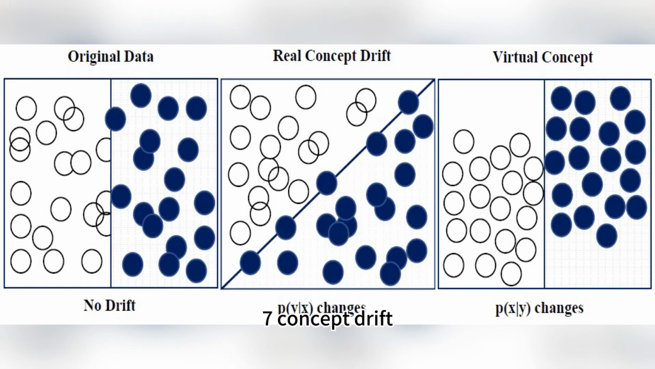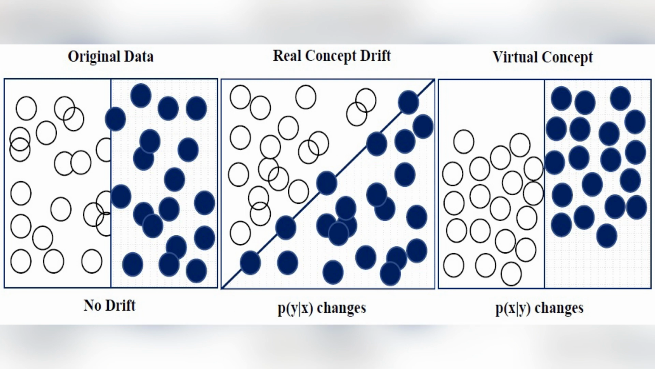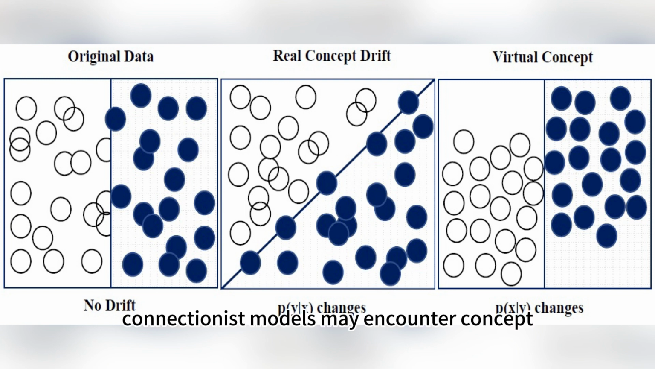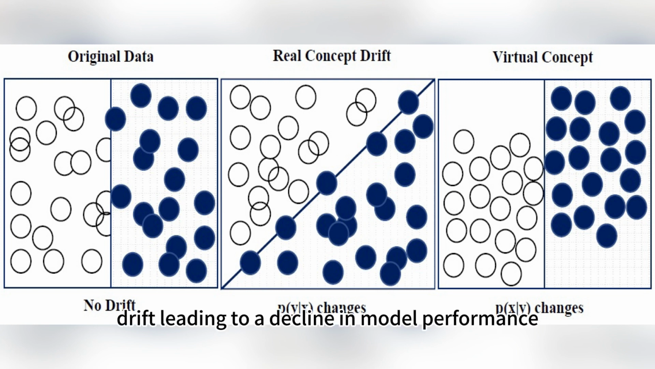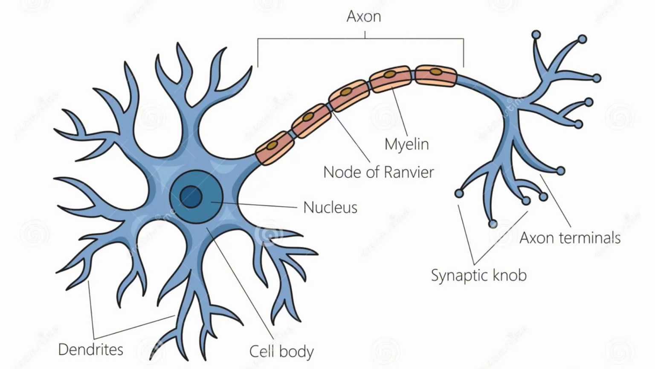7. Concept drift. When the distribution of input data changes, connectionist models may encounter concept drift, leading to a decline in model performance. These drawbacks, along with the advantages, provide a comprehensive view of the strengths and limitations of connectionism in the field of artificial intelligence.